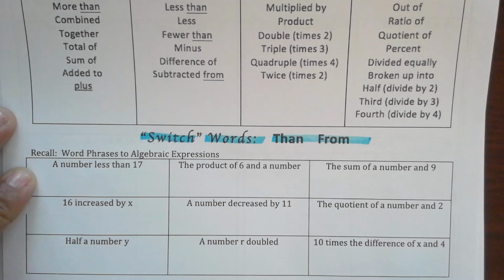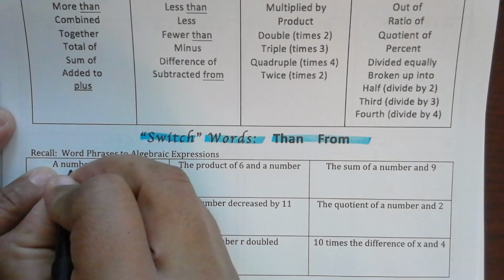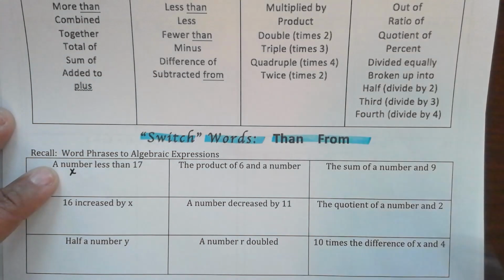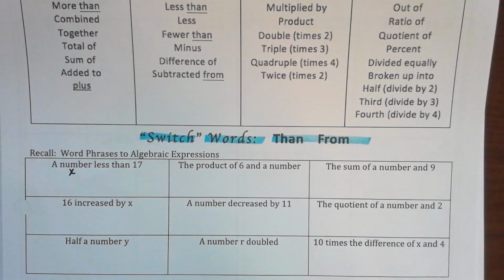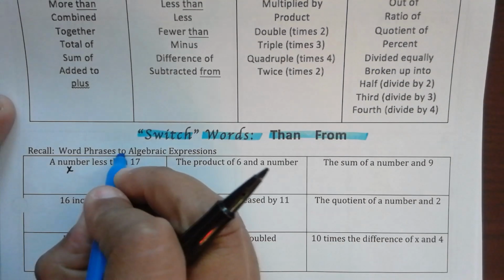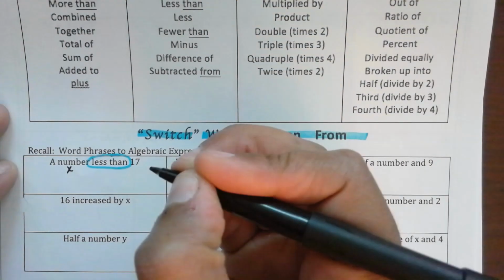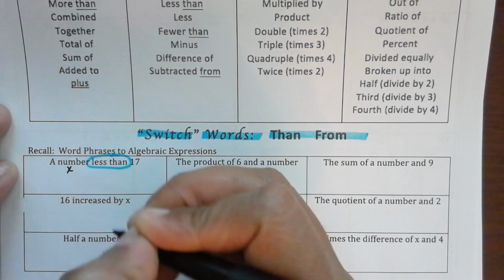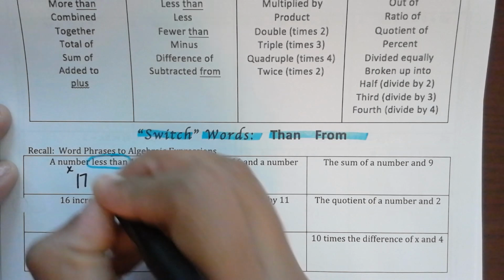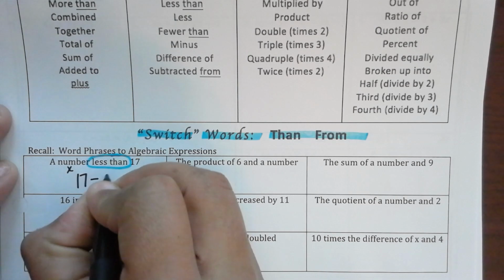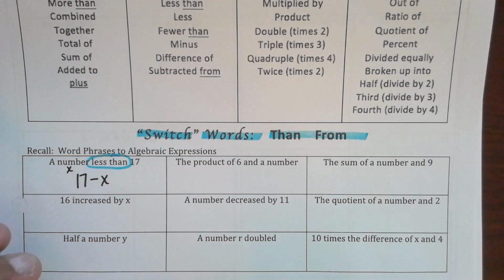So, a number less than 7. What goes in the place of a number? X. What's the operational phrase here I need to make note of? Less than. Is that one special? No. Oh, yeah. Because it has what word? Than. So what should actually come first? 7. What goes between them? Minus X, because less means subtract. Any questions there?